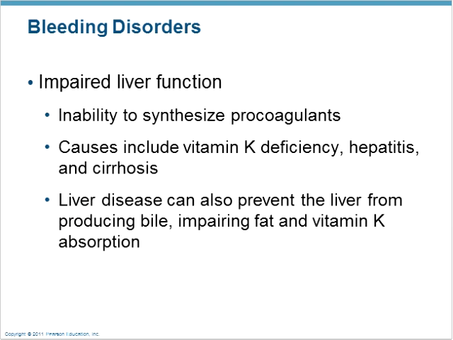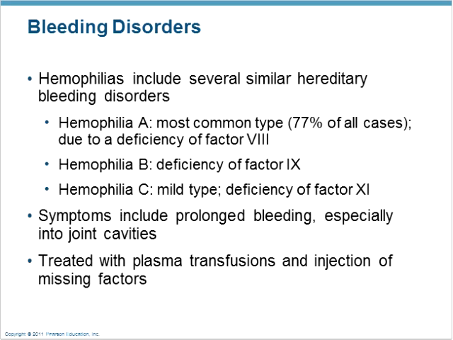Platelet disorders can come from impaired liver function because of the inability to synthesize the procoagulants that help to create platelets. Causes include vitamin K deficiency, hepatitis, and cirrhosis, which are infections of the liver. Liver disease can also prevent the liver from producing bile, impairing fat and vitamin K absorption.